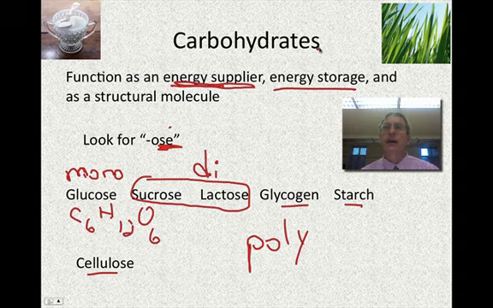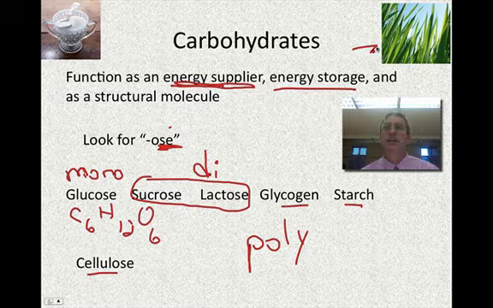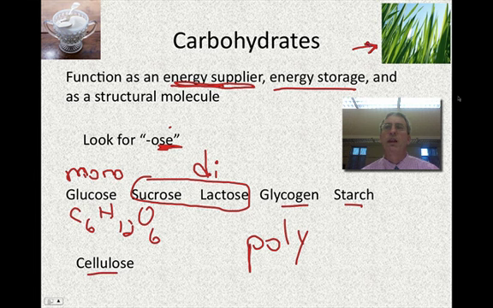I've got the picture of grass up here because grass contains cellulose, as all plants do, in their cell wall, and in this case it's a structural molecule, not a molecule that provides a lot of energy.